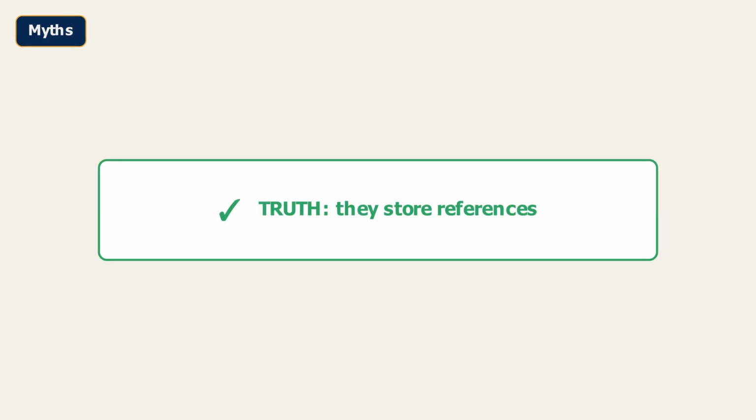5 quick myths busted fast. Myth: variables store objects. Truth: they store references. Myth: Java has no memory management. Truth: it's automatic, but object lifetime still matters. Myth: assigning one variable to another copies the object. Truth: it copies the reference. Myth: garbage collection is instant. Truth: it only makes the object eligible. The JVM decides timing. Myth: Java can't leak memory. Truth: it can if something keeps referencing what you no longer need.